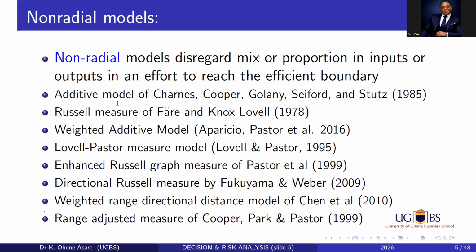Some of the non-radial models are the additive model of Charnes, Cooper, Golany, Seiford, and Stutz. I think this was in econometrics. The Russell measure of Färe and Lovell. The weighted additive measure of Lovell and Pastor et al. The Lovell-Pastor measure in 1995. The enhanced Russell graph measure of Pastor et al. The directional Russell measure by Fukuyama and Weber. The weighted range directional distance model of Shen et al.